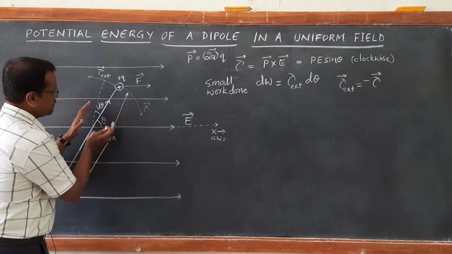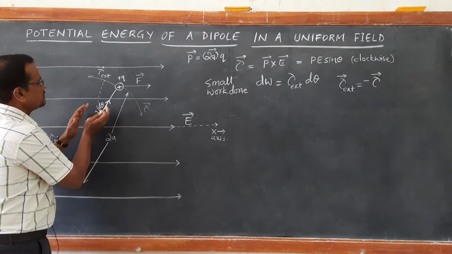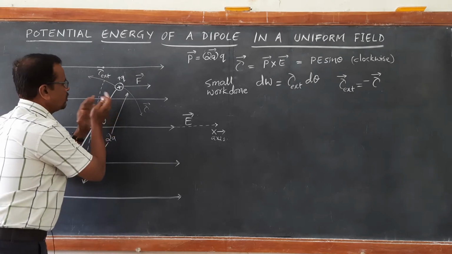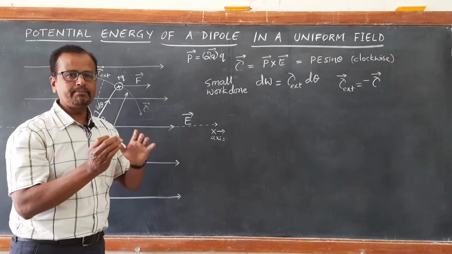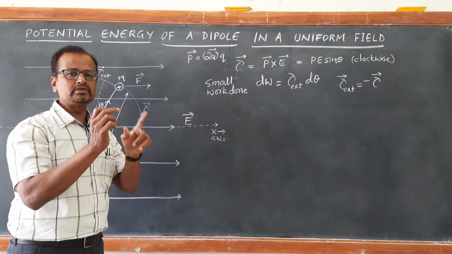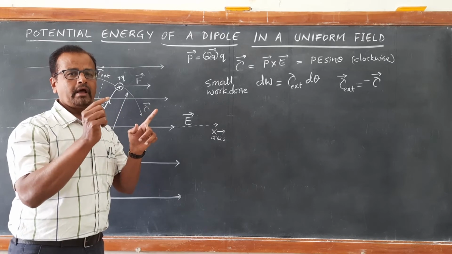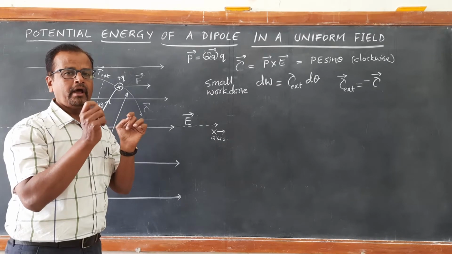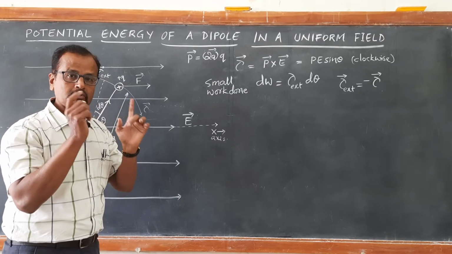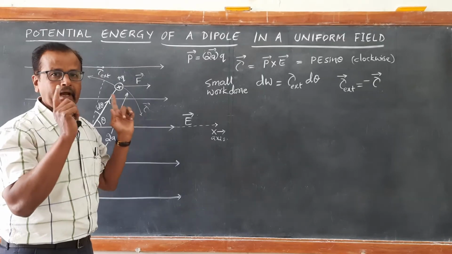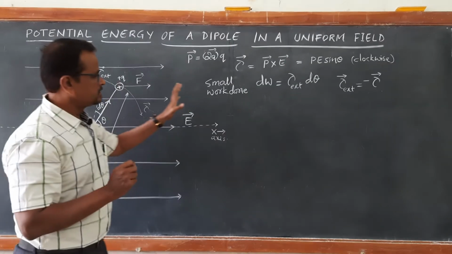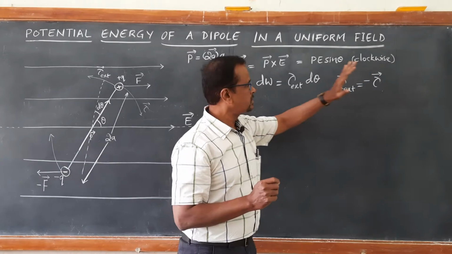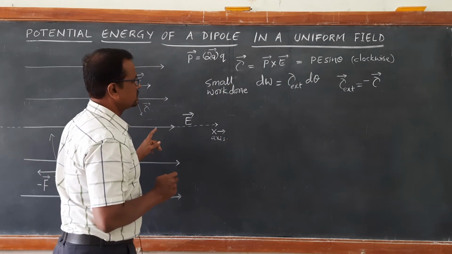So that when the external torque is exerted, the dipole should not undergo angular acceleration. The dipole should move with infinitesimally small angular velocity, or angular speed, constant speed. So, there should not be angular acceleration. With that condition, the torque exerted must be exactly equal and opposite to the torque exerted by the external electric field.